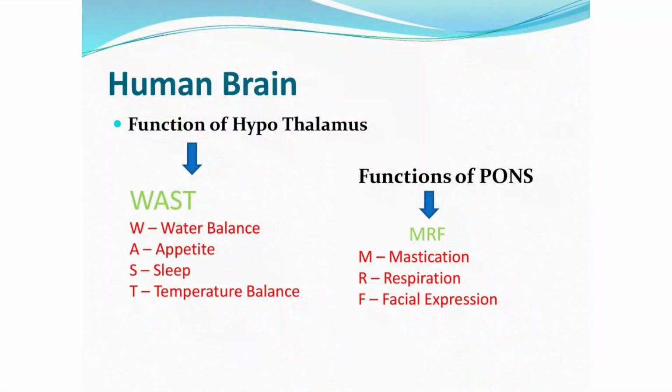Similarly, the functions of the pons is MRF. M for mastication, R for respiration, F for facial expression. So the functions of the pons is MRF: mastication, respiration and facial expression. Similarly, the functions of the hypothalamus is WAST: water balance, appetite, sleep and temperature balance.